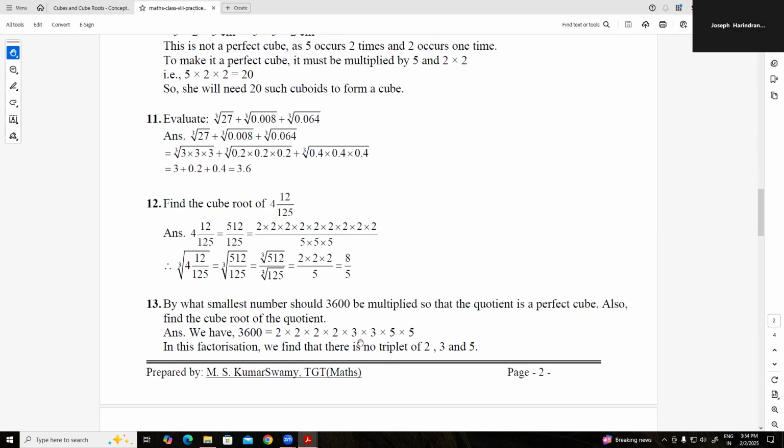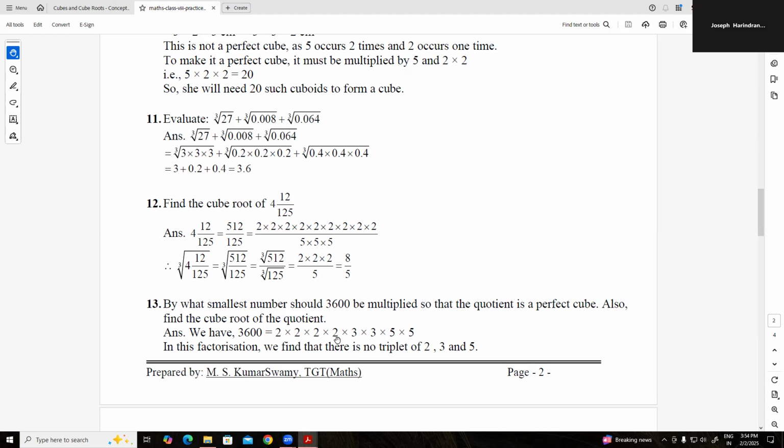13th question: by what smallest number should 3600 be multiplied so that the quotient is a perfect cube? Also, find the cube root of the quotient. We've already done this before. 3600, the prime factorization again. 2 cubed, 2 into 2 into 2, is already a triplet. There are only 2 3s and 2 5s, so 1 3 is missing, and 1 more 5 is missing.